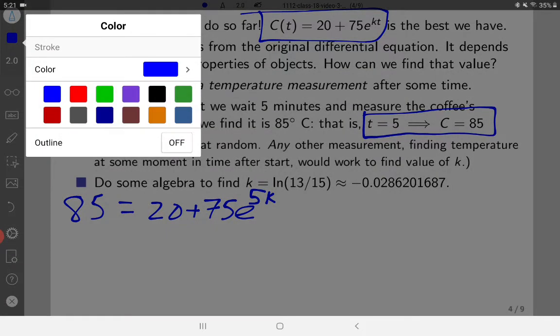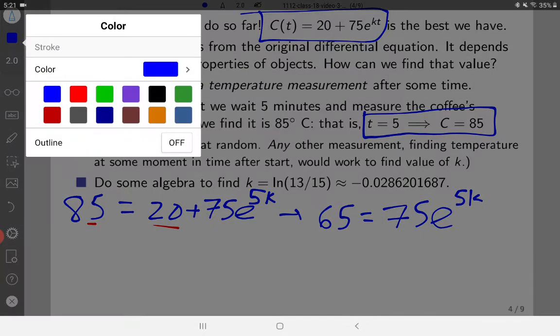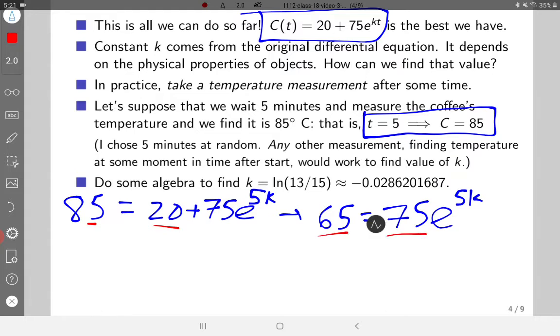And we can start solving this by subtracting the 20 from both sides, so that's where I'm going to get the 65 that I'm about to write. And then I would want to divide both sides by 75. That's where I'm going to get the fraction that I'm about to write. And then two things here. 65 over 75, both of those numbers are divisible by 5, so I'm going to get 13 over 15. 65 is 5 times 13, 75 is 5 times 15, so that's where that's coming from.